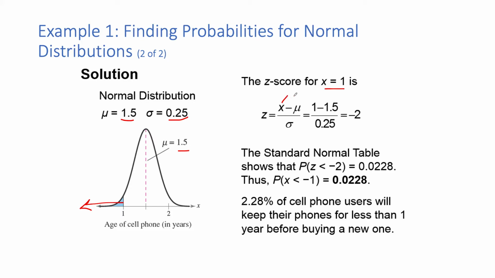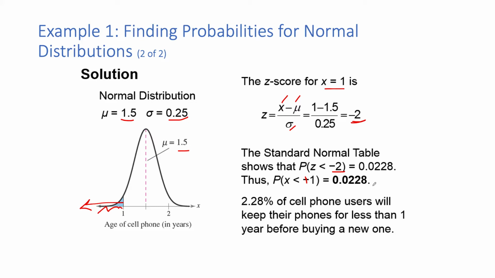So x is 1, mu is 1.5, sigma is 0.25. So 1 minus 1.5 over 0.25 is negative 2. What I then do is go into my standard normal table that I already have, look for a value of negative 2 and look at the cumulative area, because it's the cumulative from the left up until negative 2. How much area do I get? That's 0.0228. Then that's the same as the probability that x is less than 1. The probability that x is less than 1 is 0.0228.